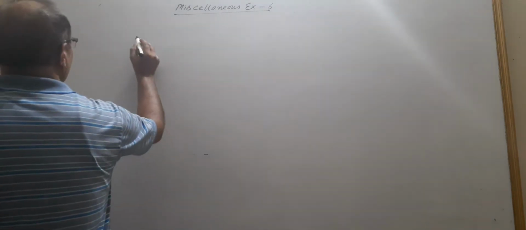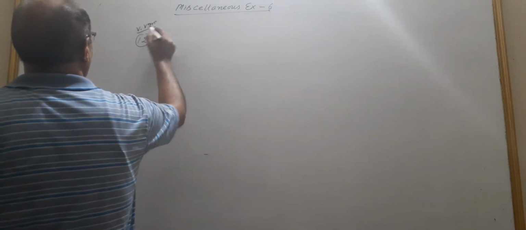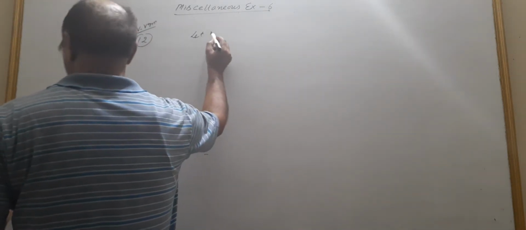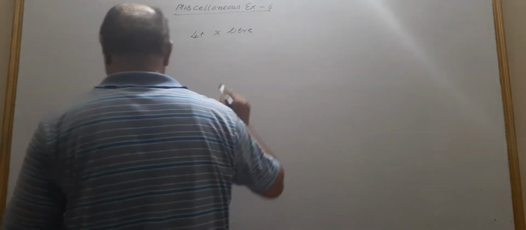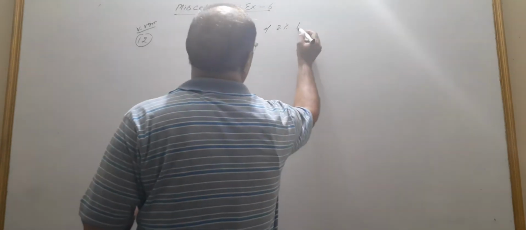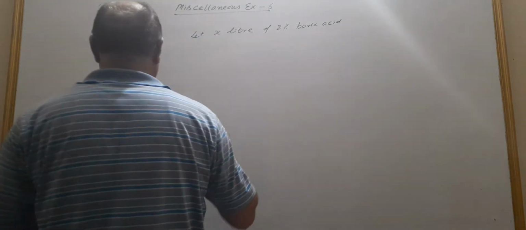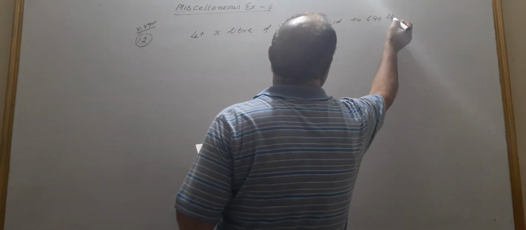Now I am starting with question number 12. This is a very important type of question, and this type of question is also given as an example. You also try to solve that example. The question is, read it: let x liters of 2% boric acid solution be added to 640 liters of solution.